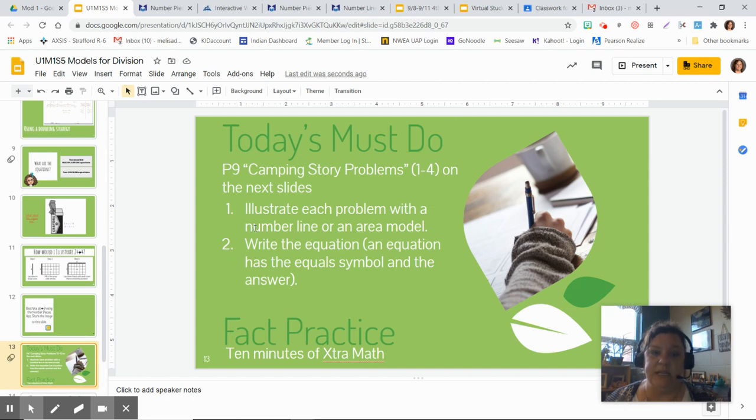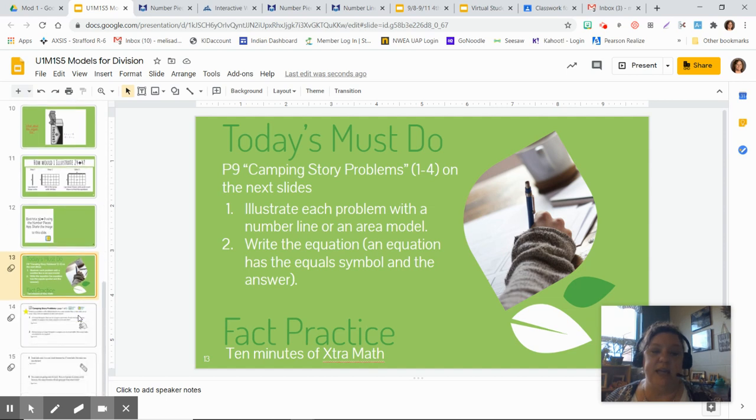So your assignment for today, you will illustrate each problem with a number line or an area model. So you need to do one or the other. If you want to use a number line, that is fine. Write an equation, a complete sentence, just like if you're writing with words, except this is numbers. You've got your problem, the expression part, an equal sign, and the answer. Don't forget that.